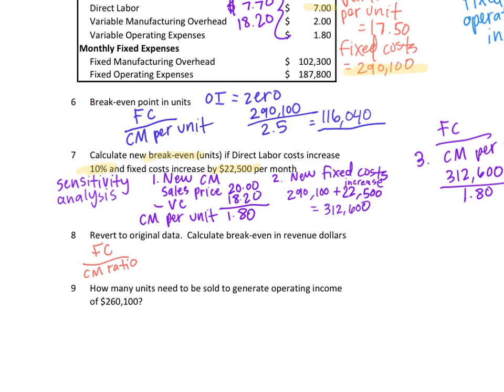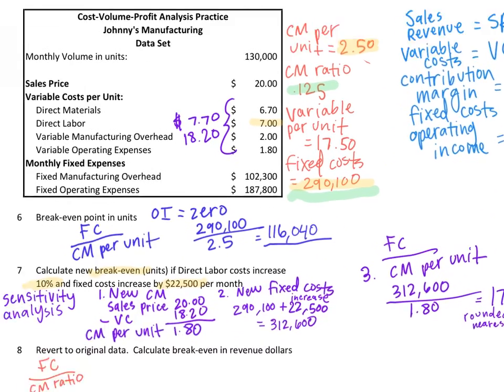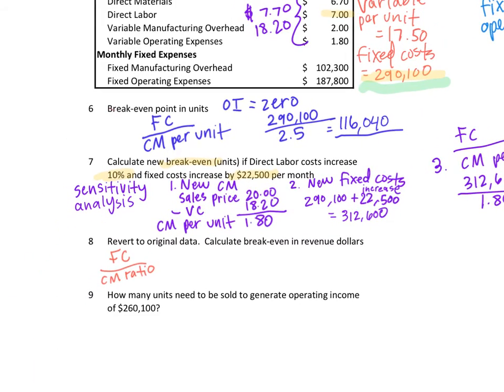As we talked about at the beginning of this video, we have already determined that the contribution margin ratio is 0.125 and total fixed costs are $290,100. So we simply need to plug those values into this equation to calculate our break-even revenue at $2,320,800. So we have just determined that Johnny's Manufacturing needs to achieve this dollar amount of revenue every month in order to break even. Now let's look at our final calculation for this video.